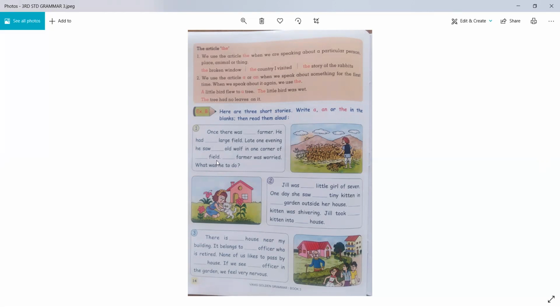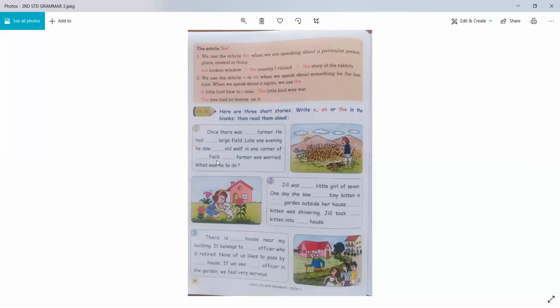Okay, as in the noun. What is meant by noun? A noun is the name of a person, place, animal or thing. Okay. Here an article is also used. Which one? Which article? The. Here the article the is used when we are speaking about a particular person, or some place or animal or thing; there we have to use the.